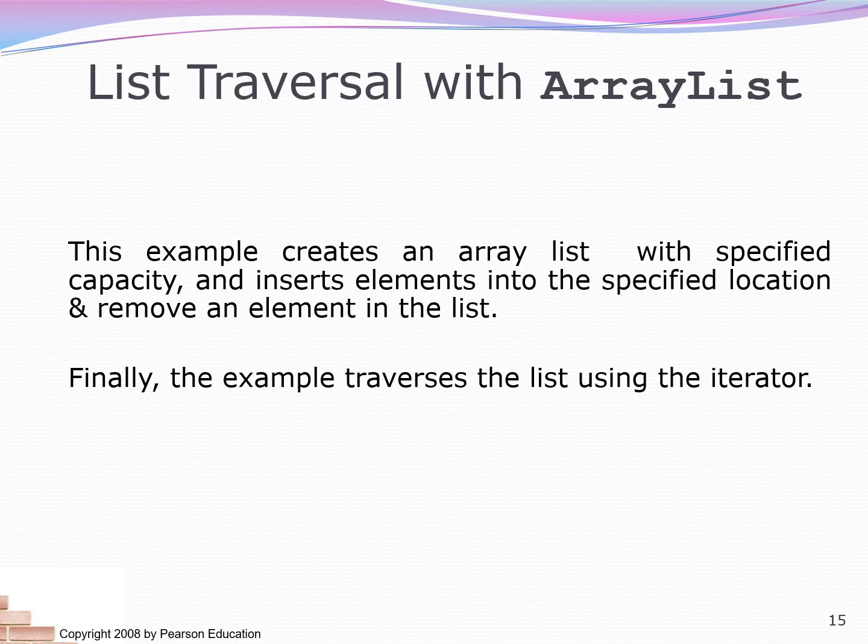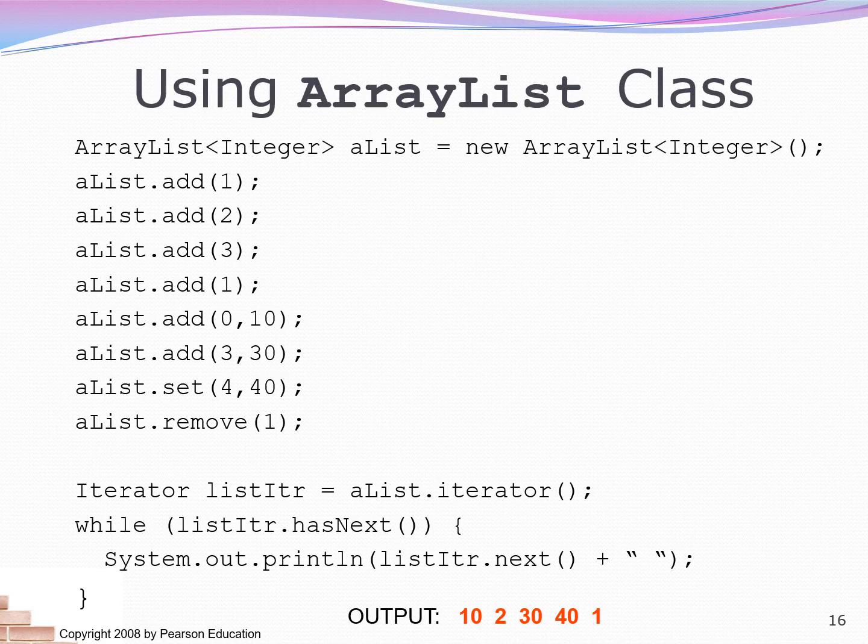So we are going to look at an example. This example creates an array list with a specified capacity, inserts an element in a specified location, tries to remove, and then we'll take a look at how the iterator has been used. This is an array list of Integer. Inside it, they want to put Integer objects. The name of the array list is a list equal new ArrayList Integer, and then don't forget to put this. You can put space in between, no problem.